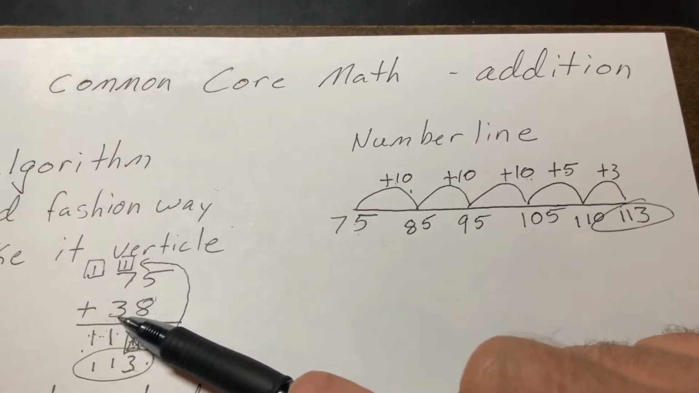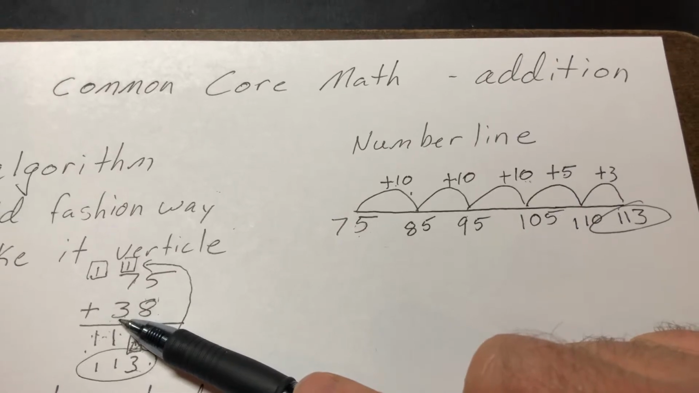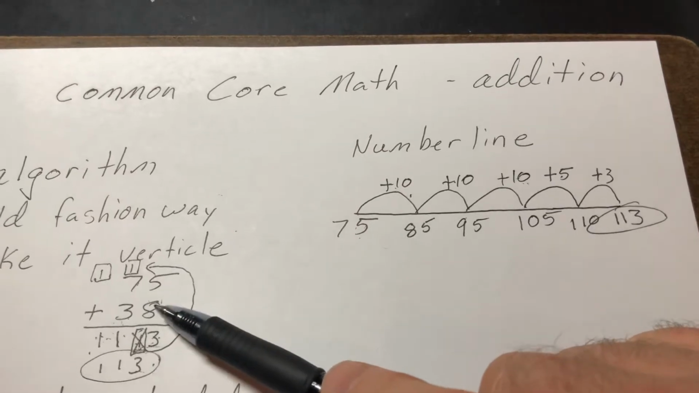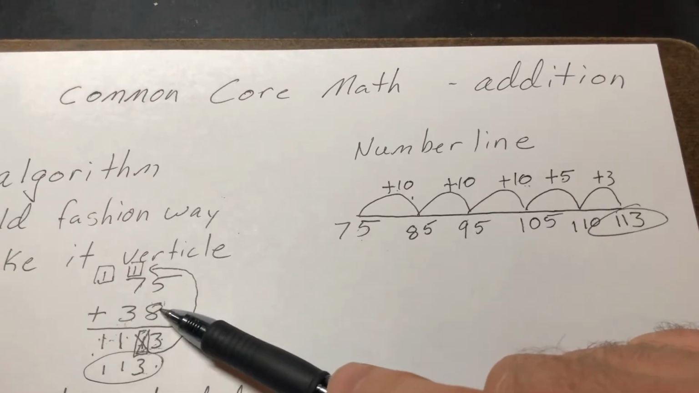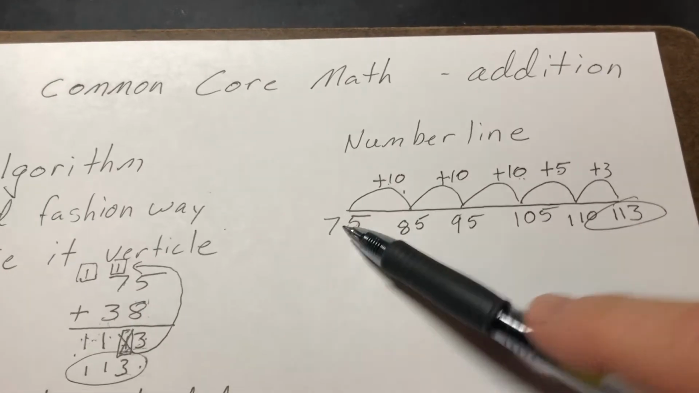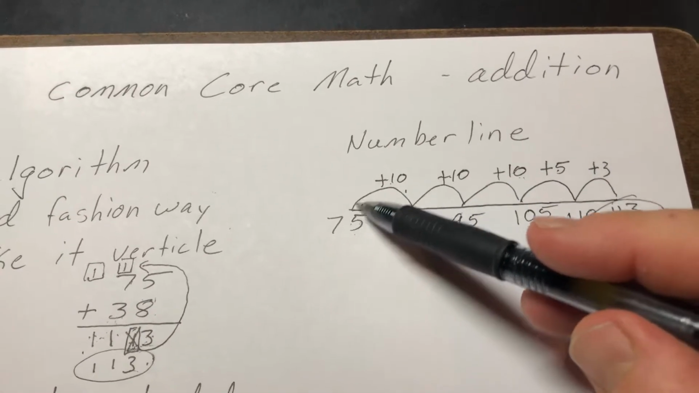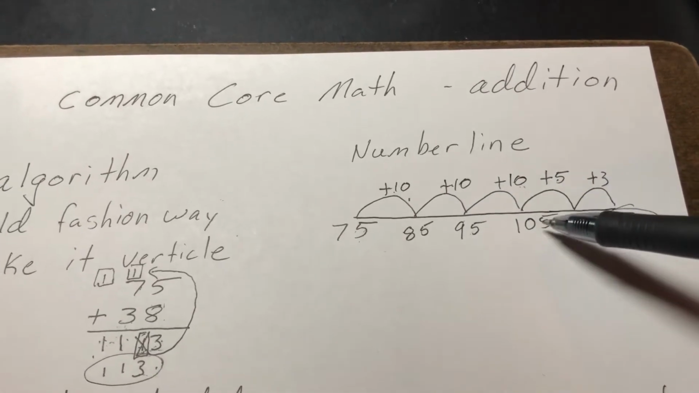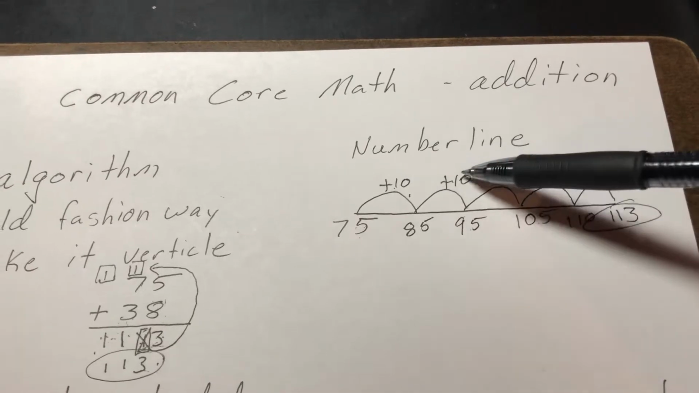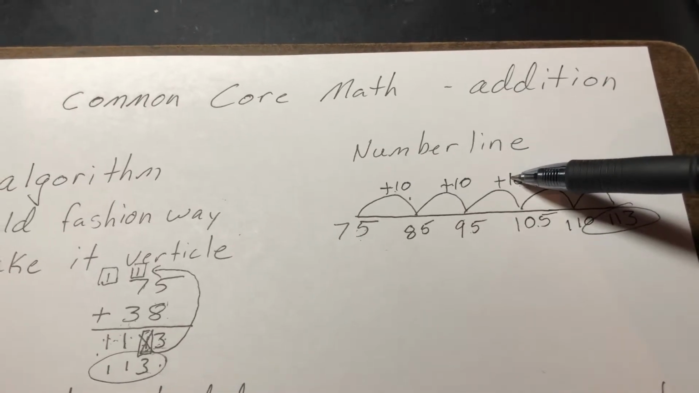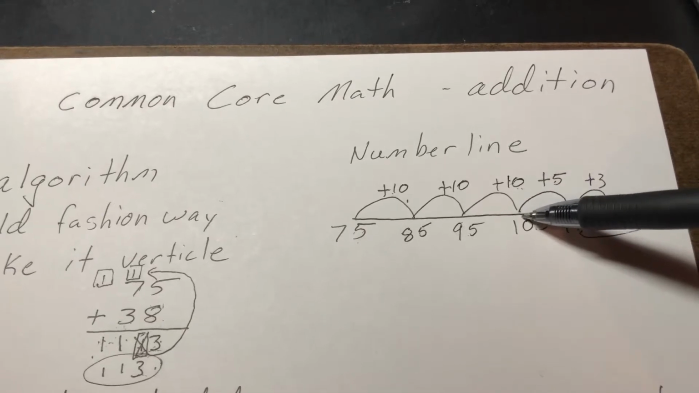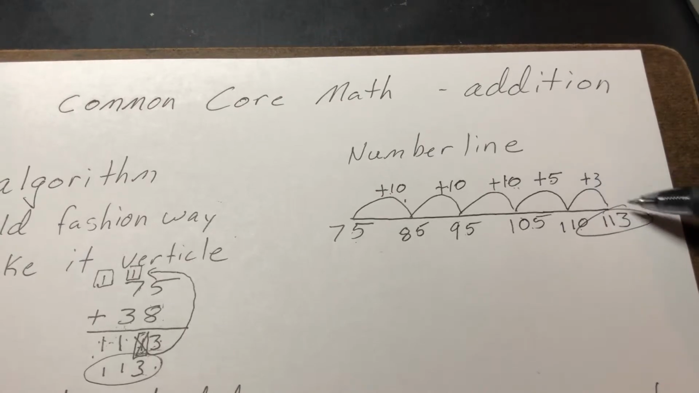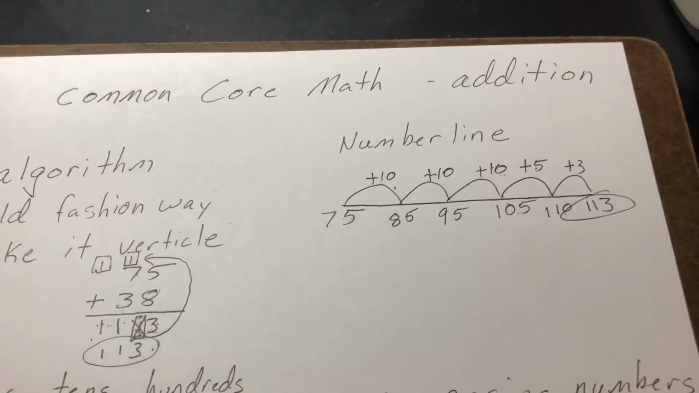So if we know 38, we know that we can do 3 jumps of 10, and then we could do 8 ones, or we could break that apart and show it as a 5 and a 3, which is what I'm going to do here. So let's dive into it. 75, I start taking my jumps of 10. 75 plus 10 is 85, plus 10 more is 95, plus 10 more is 105, and now we've jumped 10, 20, 30. Now we need to jump 8 more. So I'm at 105 and I do a jump of 5, which lands me on 110. Now I do a jump of 3, which lands me on 113.